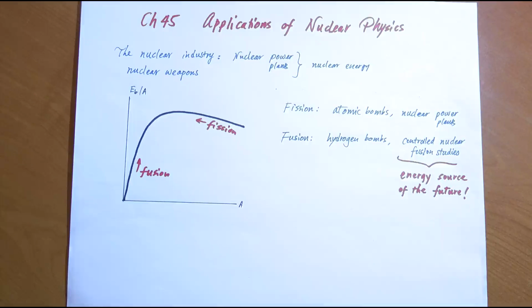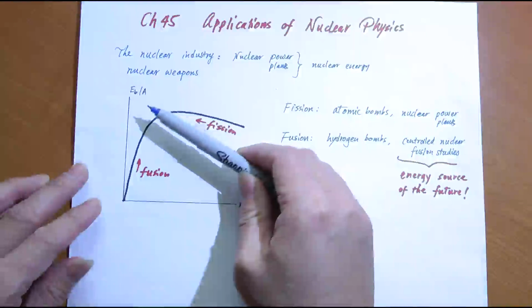One is a peaceful way of doing that, and that is to build a nuclear power plant. And another is for military application, that is nuclear weapons. We're going to look at the physics of both aspects of applications. Both have to do with, of course, nuclear energy. And the key idea behind harnessing energy from the atomic nucleus is this diagram we saw in the previous chapter.